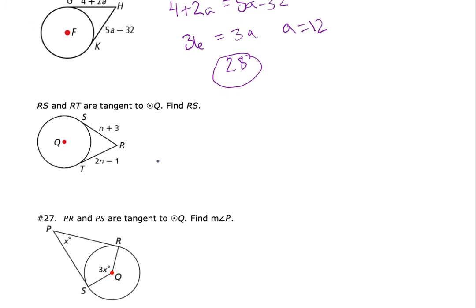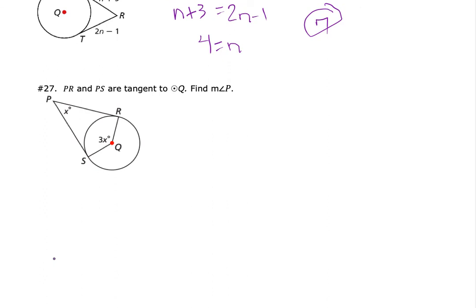This one is very similar. It tells you the lines are tangent, and so n plus 3 equals 2n minus 1. Same thing, I'm going to have 4 equals n, and then I'm just going to plug it in. It looks like 7 is my answer.